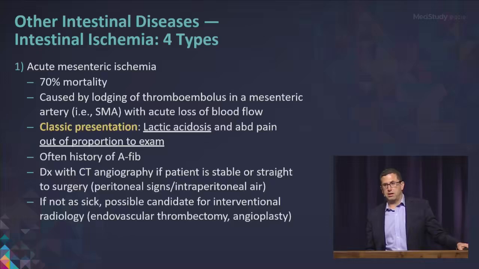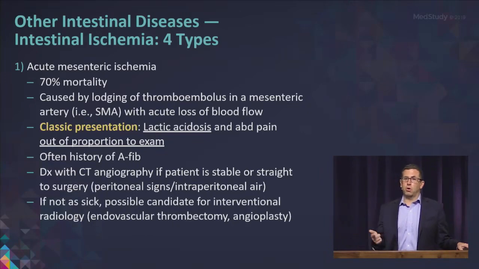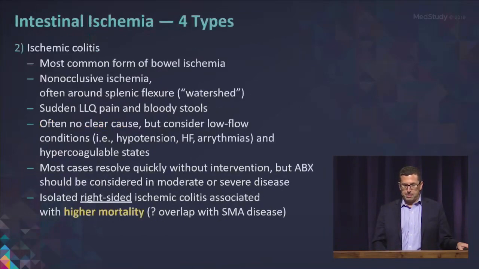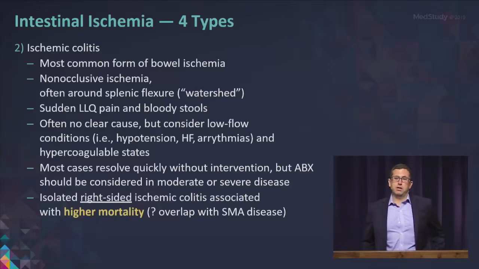These patients are very sick. They often have associated cardiac comorbidities like AFib. There are a variety of ways to diagnose it, but if the patient is exceedingly sick, they're going to go directly to the OR. Sometimes if they're not as sick, you may get a CT angio or even send them to IR. IR is good because you can not only diagnose it, but it could be therapeutic by thrombolizing the clot.